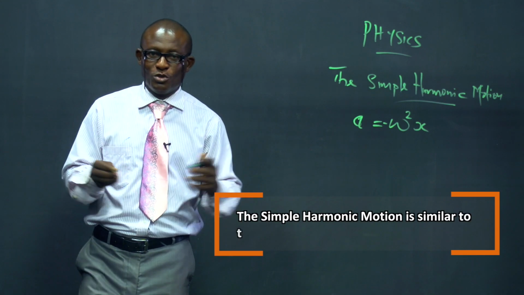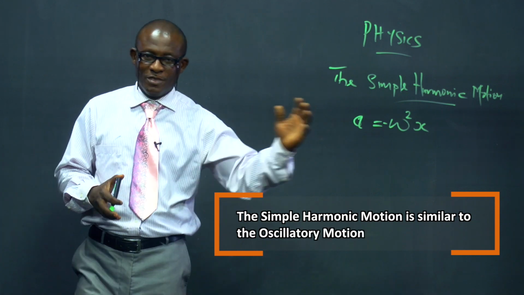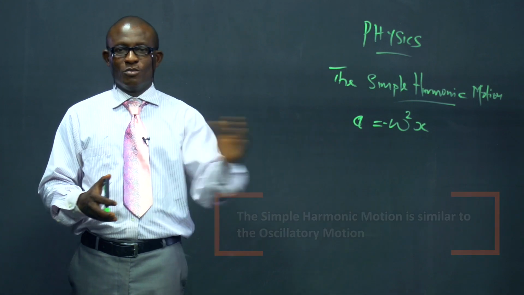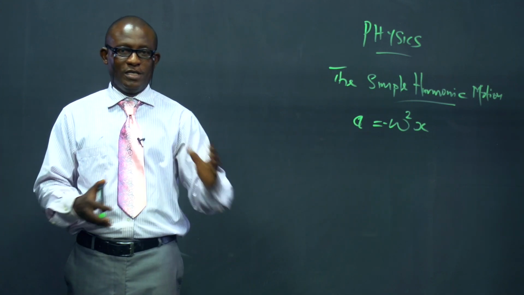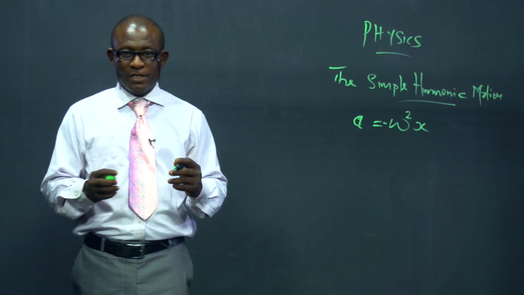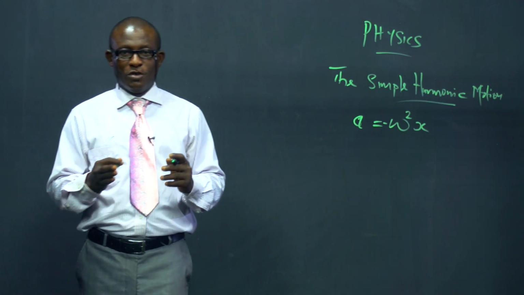This is very similar to the oscillatory type of motion, the to and fro motion of an object, of a body, moving forward and backward about a particular position. Let's have a sketch of bodies performing simple harmonic motion.